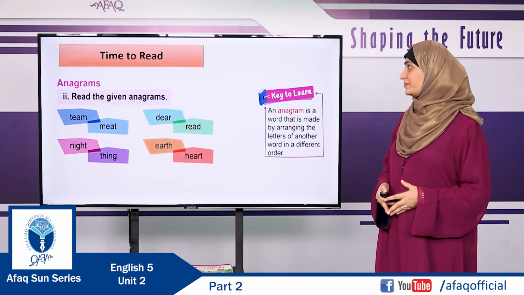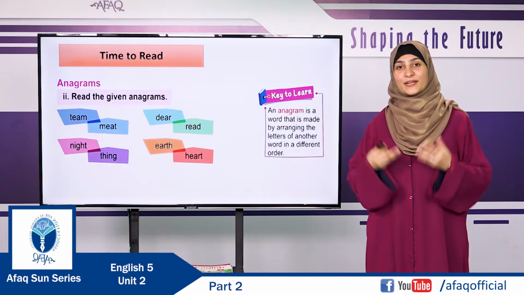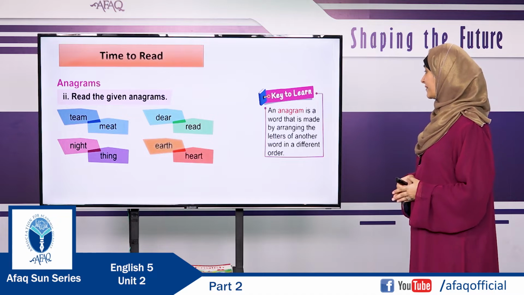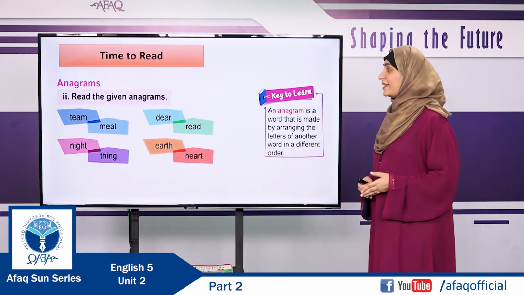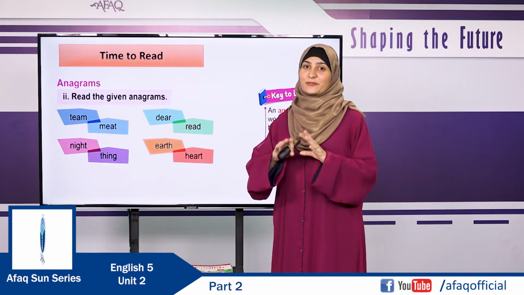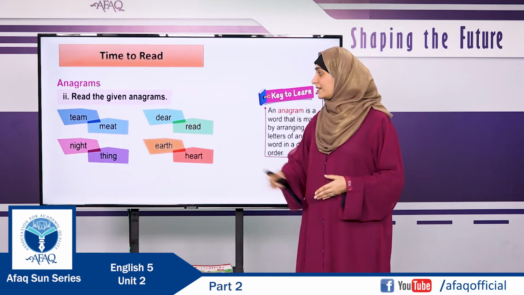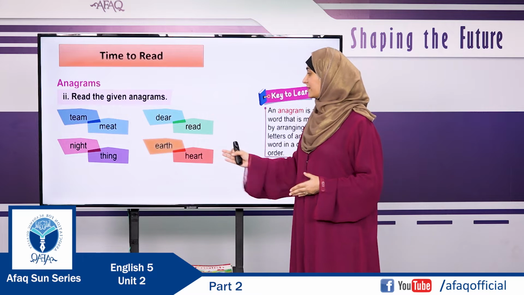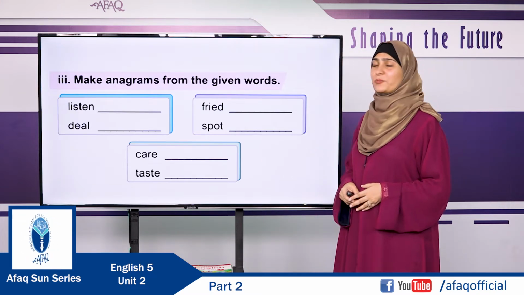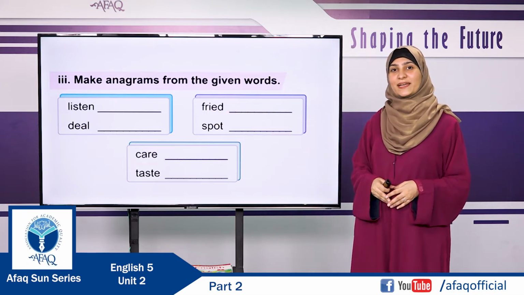So, let's move forward. It's time to practice some anagrams. Before starting this, I would like you to recall the anagram rules. An anagram is a word that is made by arranging the letters of another word in a different order. Like team and meet, both contain the same letters, but they are rearranged to make 2 different words. In the same way, dear, read, night, thing, earth, heart. Very good. Now dear students, I am giving you a task to make anagrams for the given words. So, come back quick after doing this.